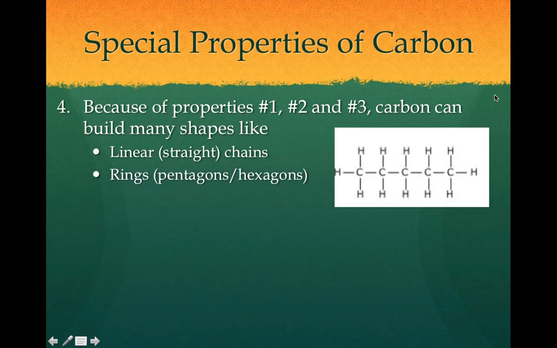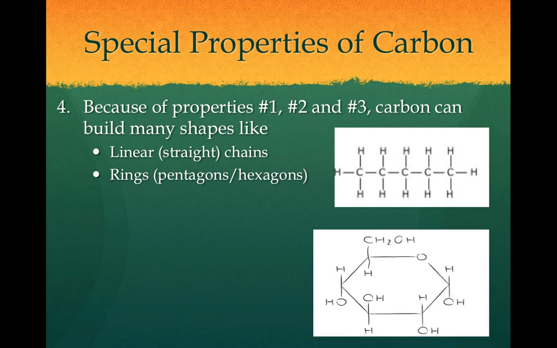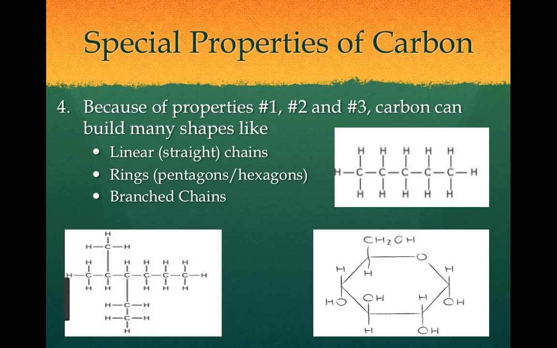We can also form rings, which really are not rings, they're pentagons or hexagons, and this is what they would look like. And our last one are branched chains. This one's going to look similar as a base structure to your linear chain, except we've added some branches of more atoms off of the actual central chain. So we can have linear, rings, or branched.